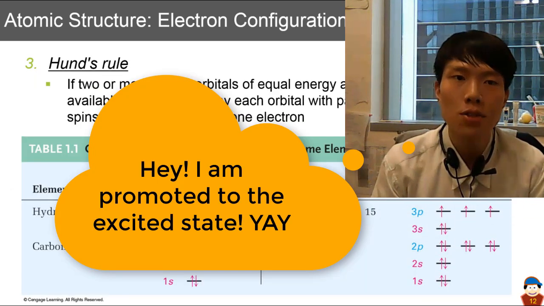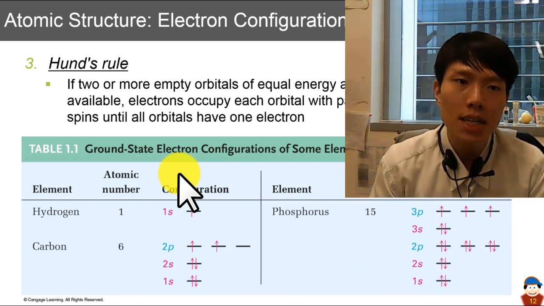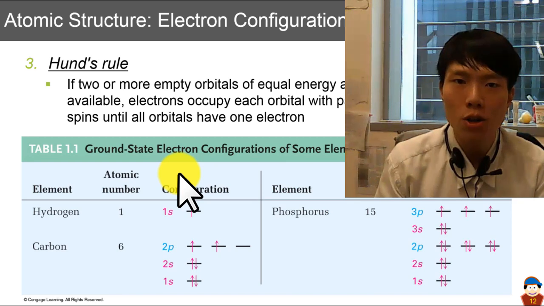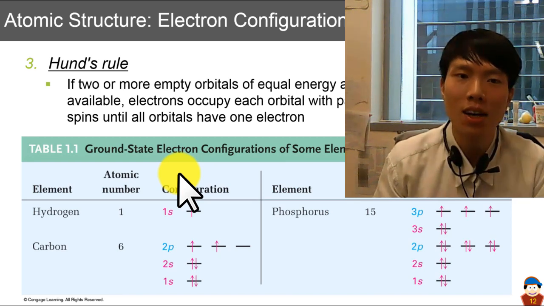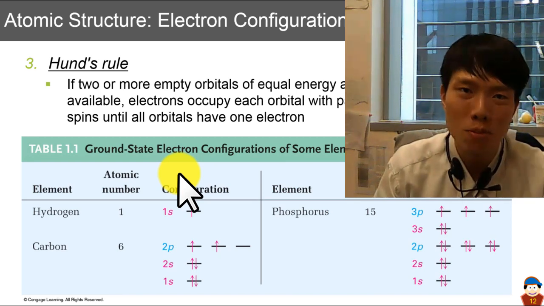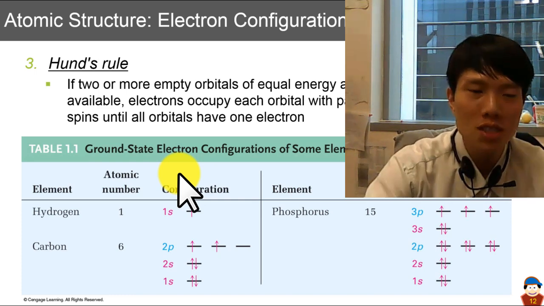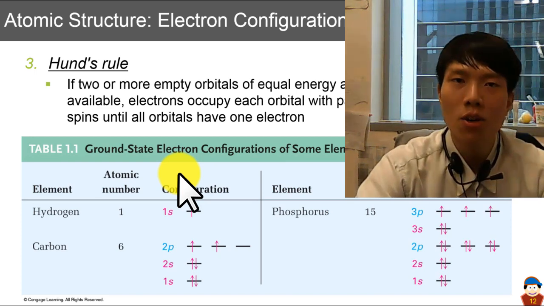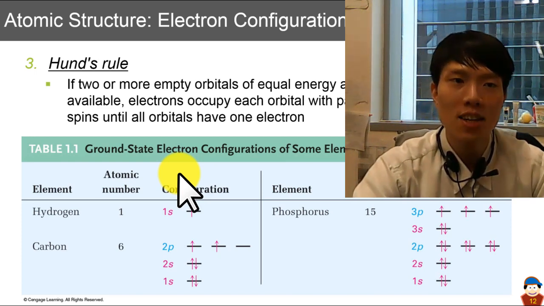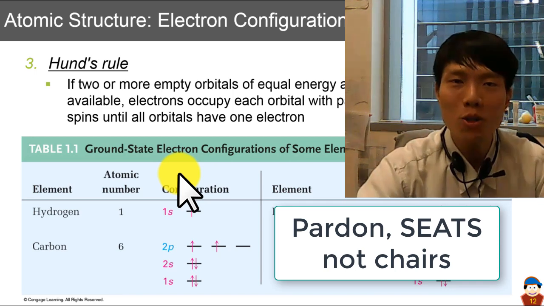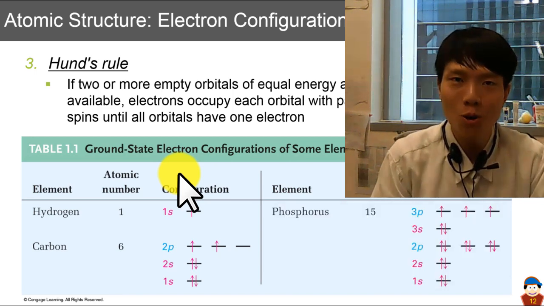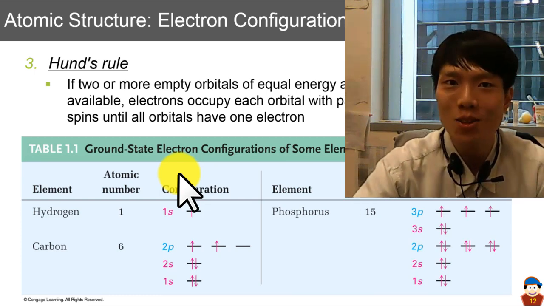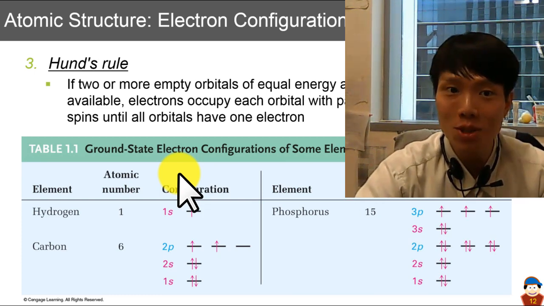And the third rule is Hund's rule. It tells us that if 2 or more empty orbitals of equal energy are available, electrons occupy each orbital with parallel spins until all orbitals have 1 electron. That's such a mouthful. So to make it simple, just imagine you go on a double-decker bus, you go up the staircase, and then you see, oh, there are chairs, there are partitions in pairs. You always go with the one without strangers first, right, and sit alone, rather than go and sit with some strangers, even though there are many empty chairs about. That's not very normal, but doesn't mean you're odd.